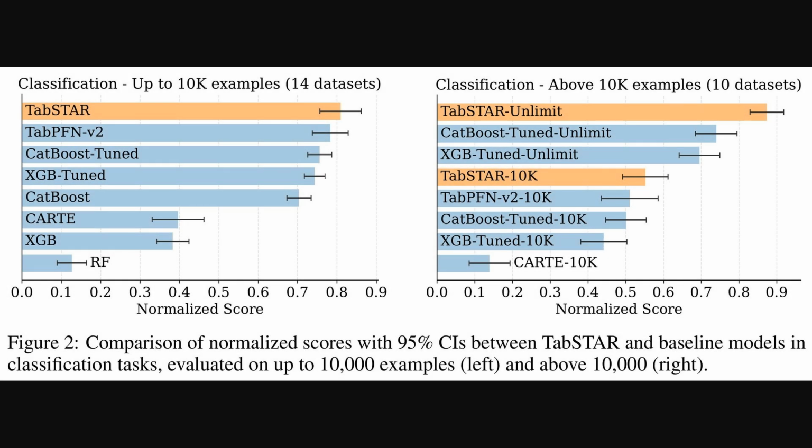Moving to the results, these bar charts compare TabSTAR's performance on classification tasks against other models. The scores are normalized, meaning they're adjusted to a common scale for fair comparison, and higher is better. On the left, for datasets with up to 10,000 examples, TabSTAR leads the pack. And on the right, for larger datasets above 10,000 examples, TabSTAR Unlimit really shines, significantly outperforming models like CatBoost and XGBoost. The little lines on the bars represent 95% confidence intervals, showing the range of likely true scores for each model.